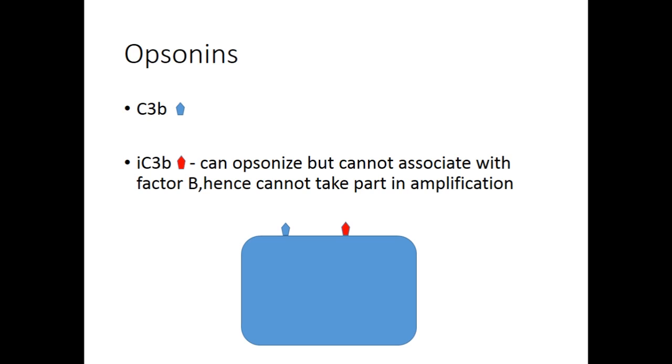Now another thing that you may want to know is C3b can be hydrolyzed into inactive C3b or iC3b. Inactive C3b can still opsonize. It doesn't lose its opsonizing function, but it cannot take part in the amplification process. That is why it is called inactive C3b. It can still be a good opsonin, but it cannot amplify the pathway.